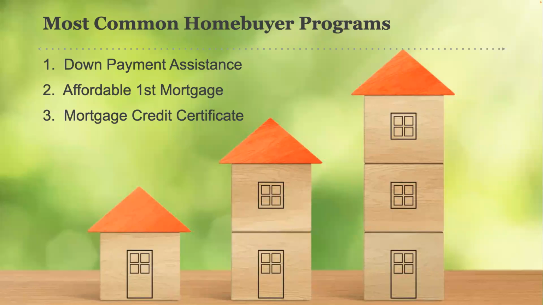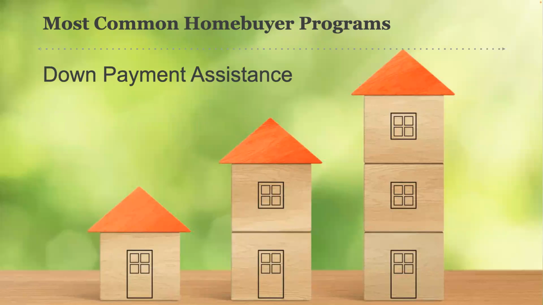So now, the 3 most common types of homebuyer assistance programs are the down payment assistance program, affordable first mortgages, and mortgage credit certificates. There are variations and certainly many other names for each type of program, and that's what we'll clarify as we learn how each one works. Remember, as we go, no 2 programs are exactly the same, but we're going to learn the basics of each type so you can understand at a glance what your options are. So first, let's review down payment assistance programs.